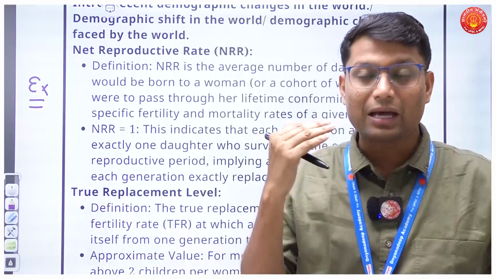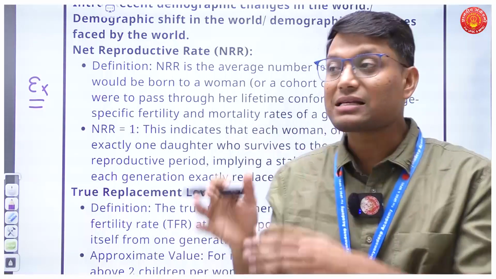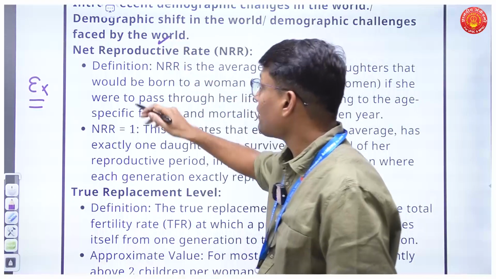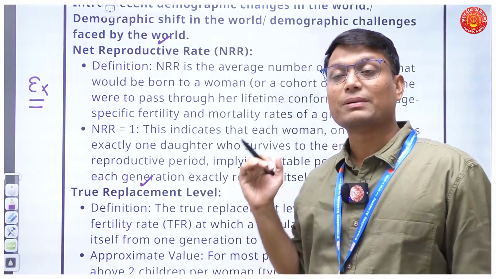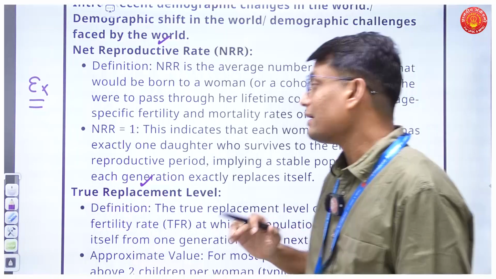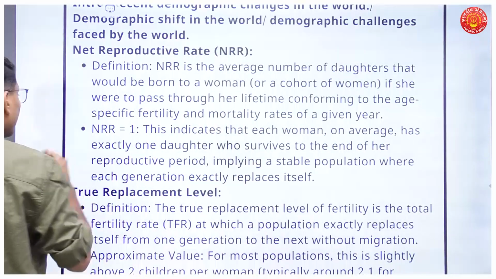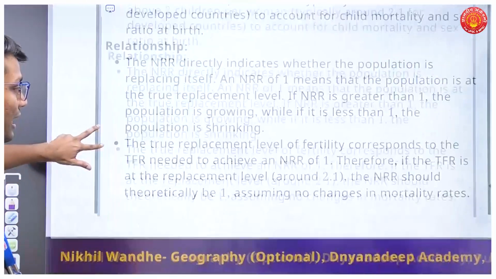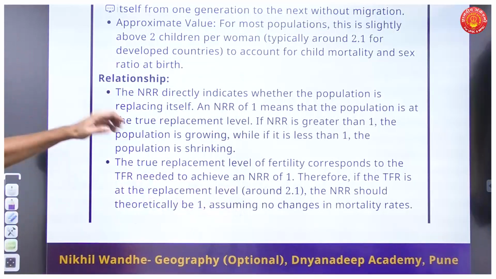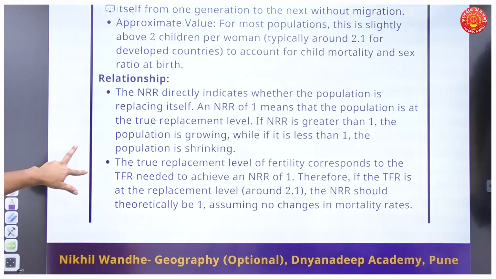Japan and South Korea are the best examples which can be quoted, where we have a very low net reproductivity rate as well as a very low true replacement level of population, and ultimately what is happening is that their population is declining. So this is the first part of the answer. Here I have given how a relation can be established between the two.